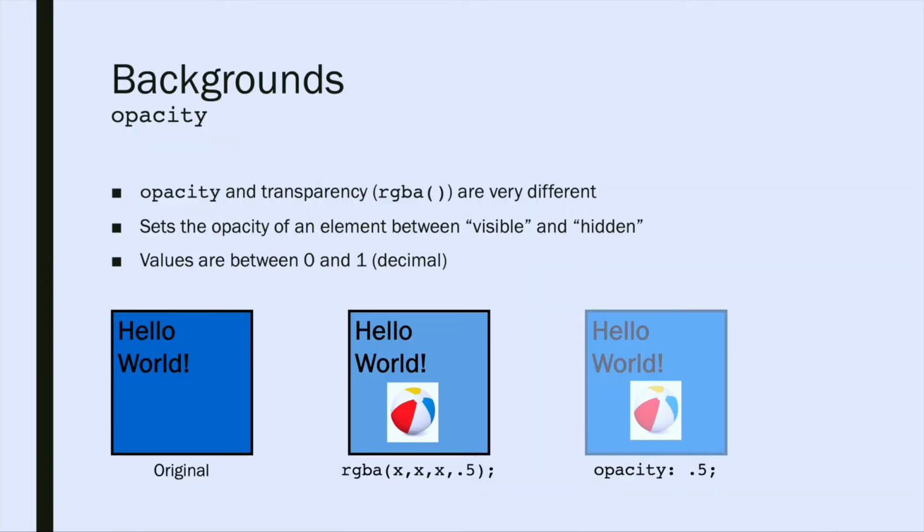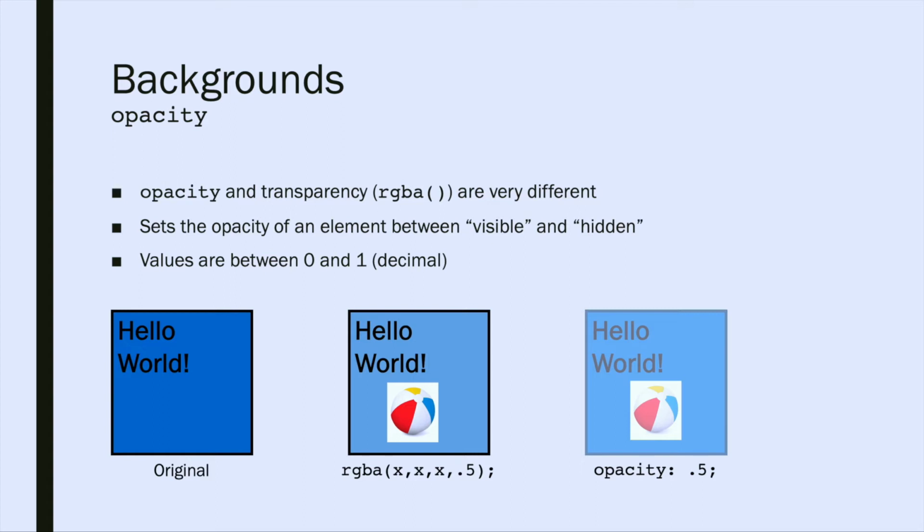Next, let's talk about opacity. Now, opacity and transparency with RGBA are very different. With opacity, this sets the opacity of an element, the whole element and everything in it and around it, between visible and hidden. The values are between 0 and 1 in decimal value. So if we take a look at this original square over here without the image, it just says Hello World is blue and has a nice black border.